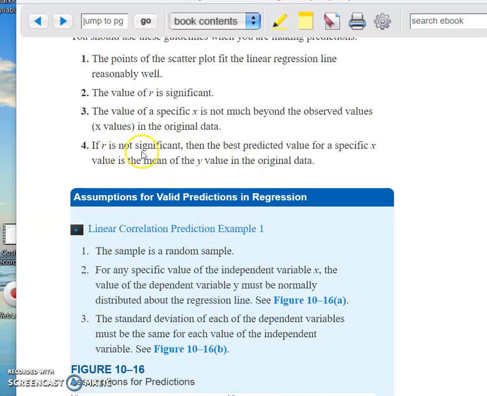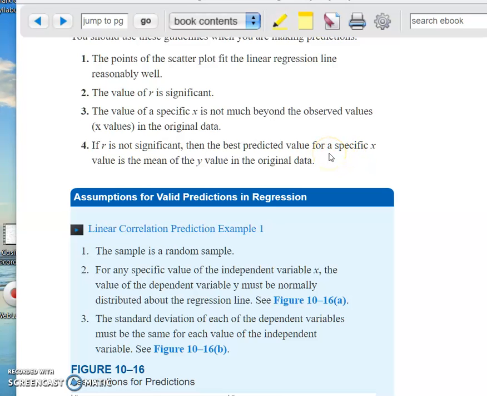Okay, so this last one is hard to explain. The language kind of gets in our way here. So let me read it over, and then we'll go back to one of our cartoons from before, and I think we'll have a better understanding. So if r is not significant, that means that there's no real correlation. They just kind of bounce around. Then the best predicted value for a specific x value.